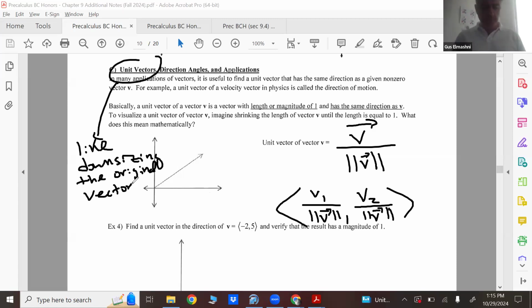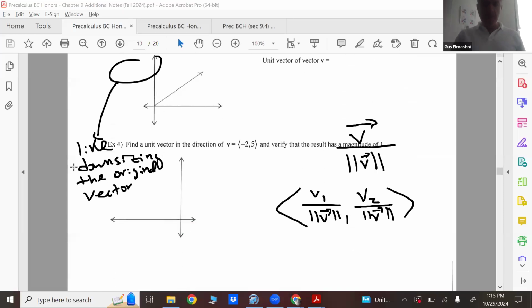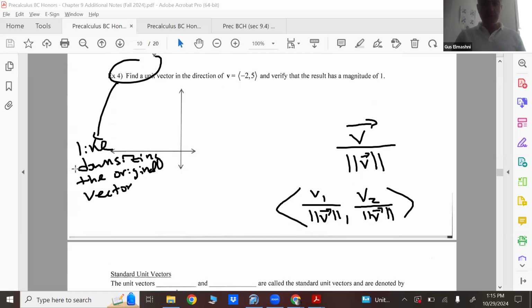When you introduced unit vector and zero vector, you said zero vector was just a point. Unit vector was what? Of magnitude of 1. Yep, magnitude of 1. So let's go down to example 4 so we can see this in action.